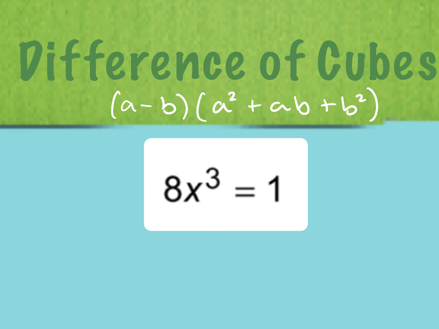So I have 8x cubed equals 1. This looks a little bit different than the ones I had before. What do I have to do first? Subtract 1. So 8x cubed minus 1 is equal to 0. So that's where the difference comes from. I'm subtracting here.